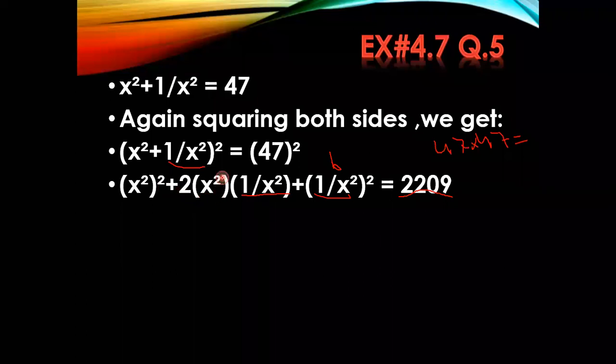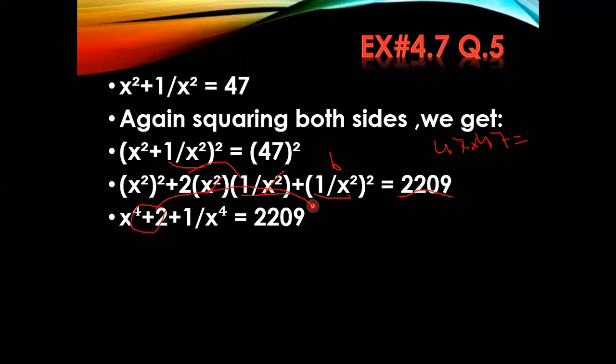Now as you can see here, this is x square and this is 1 upon x square, so it will get cancelled. The same goes for the power of the power here, so we will multiply the powers. So this will become x4, then 2 will be left here, we are going to multiply this 2 with 1, so plus 2 plus 1 upon 2 multiplied by 2, it will become 4. Simple. Now what we will do? We are going to subtract this plus 2. Here you have plus 2, you are going to shift this plus 2 onto the right hand side, and then it will become x4 plus 1 upon x4 is equals to 2209 minus 2.